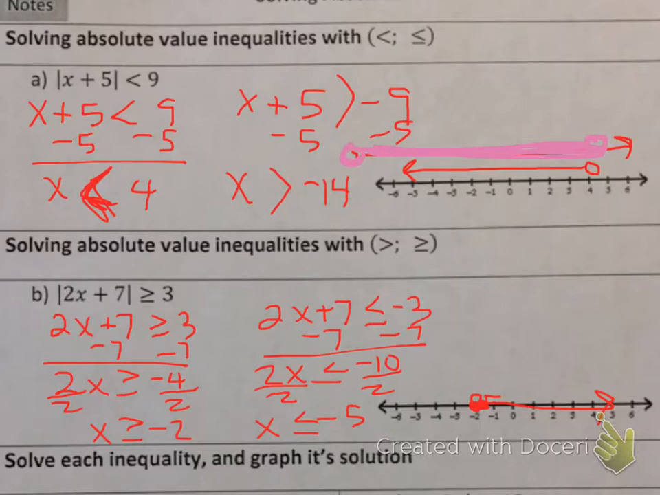Negative 5 is right here. So less than or equal to negative 5 would be right here. And less than would be this direction for our solution.